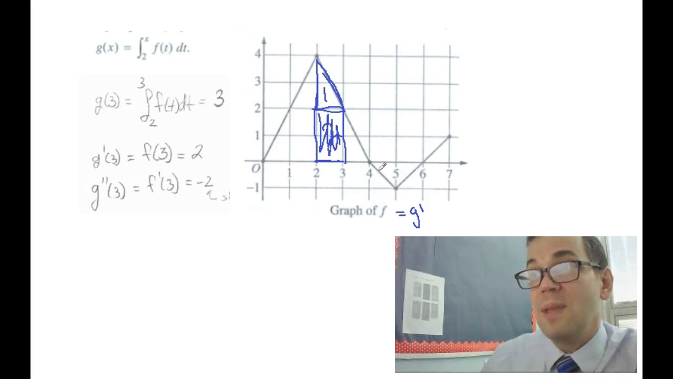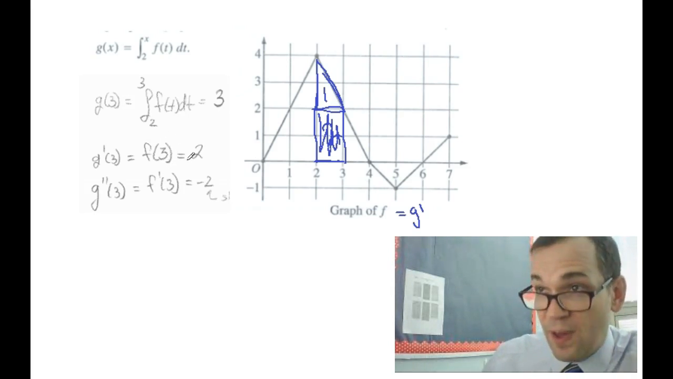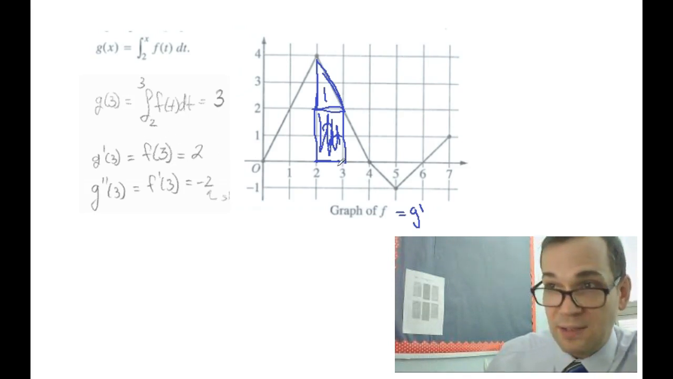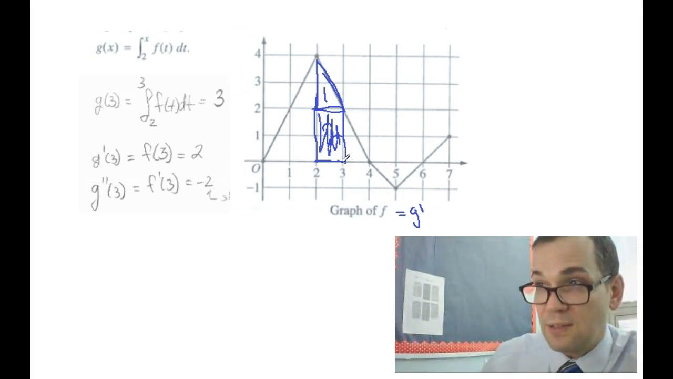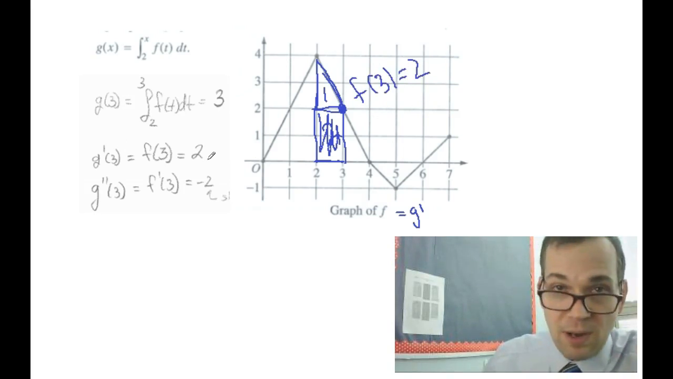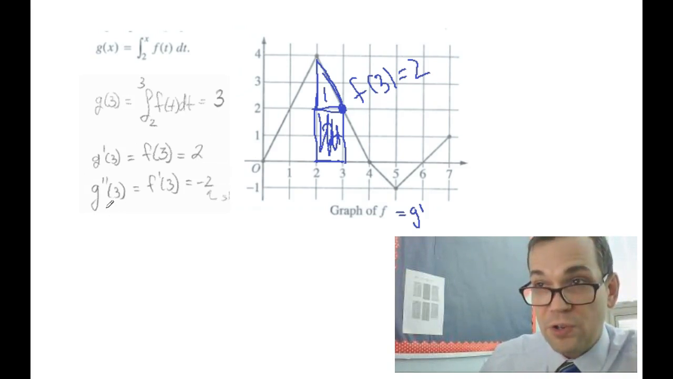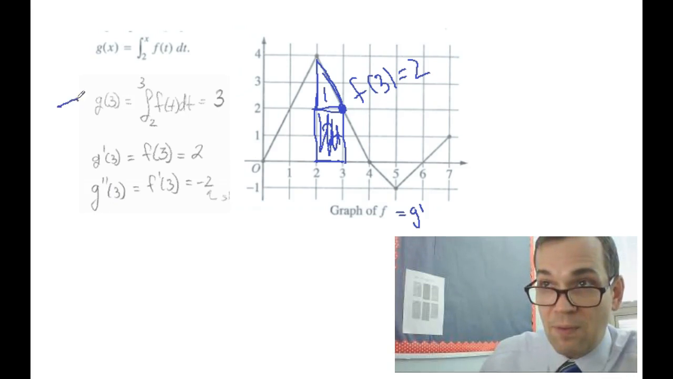To find g prime of 3, I recognize that f equals g prime. So the graph they gave me is g prime. That means finding g prime of 3 is the same as finding f of 3, which is finding the y value of this function when x equals 3. So I go to where x is 3. I find that point. Since f of 3 clearly equals 2, and f is g prime, g prime of 3 is going to equal 2.